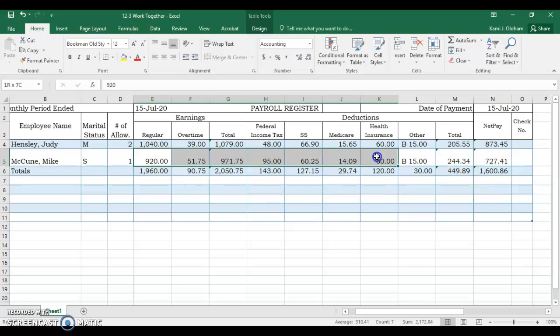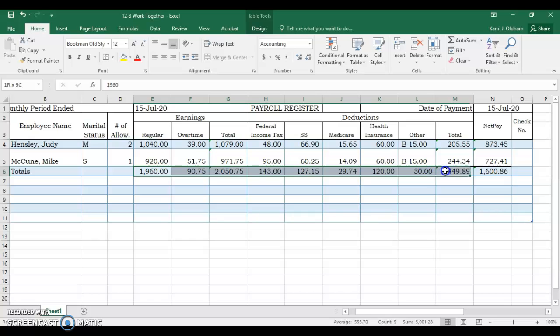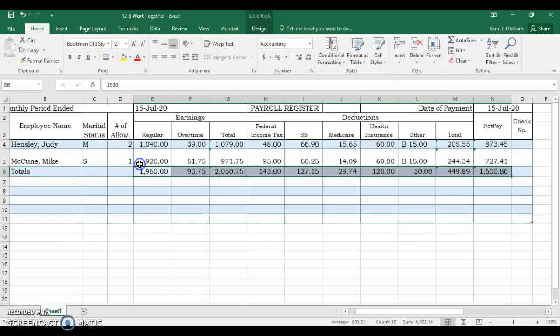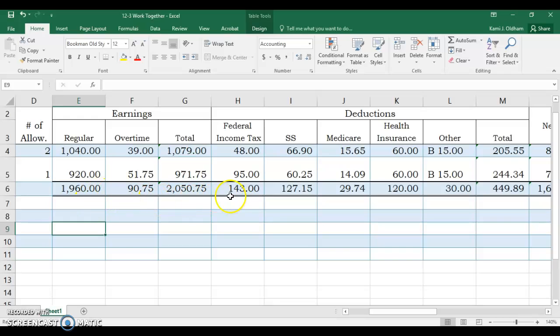So we've done a total, so we want to have a nice bold line here. And then we're going to double rule this. Which I know is hard to see, but if you see that I zoomed in, there it is, I double ruled it. Okay, so that's steps 1 and 2 of 12.3.